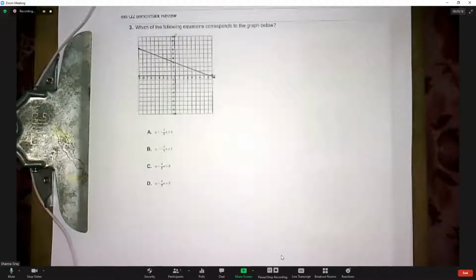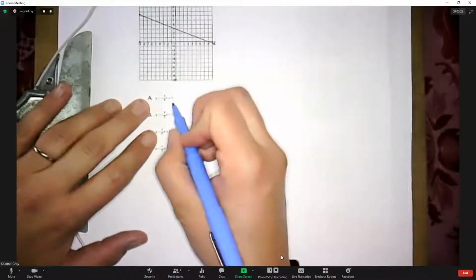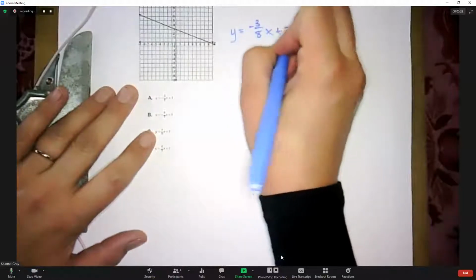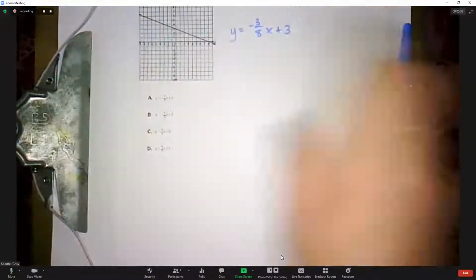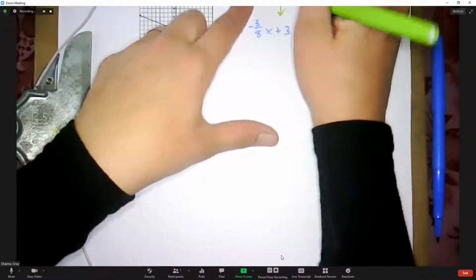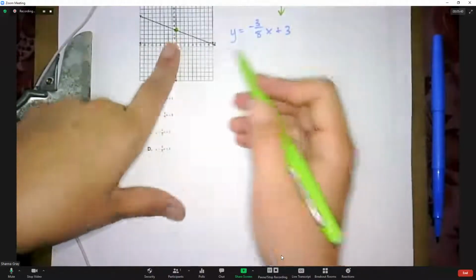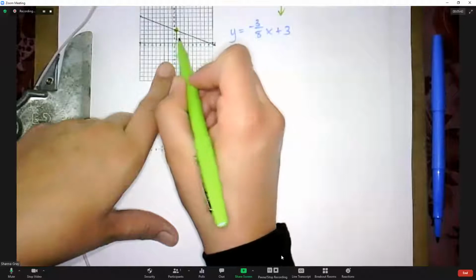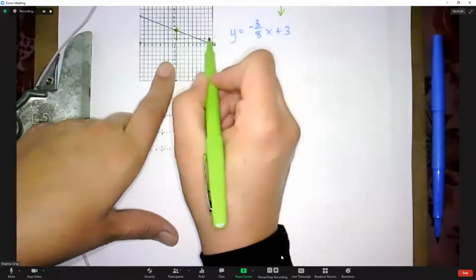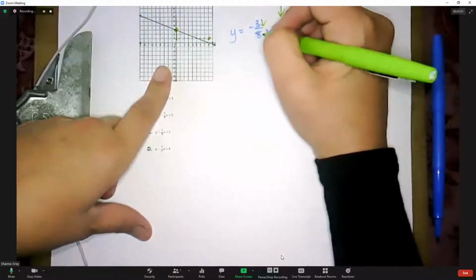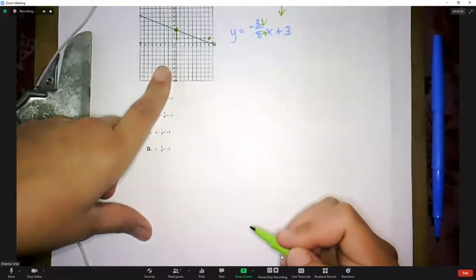All right, number 3, which of the following equations corresponds to the graph below? So realistically, if I'm going through and graphing these different things here, I have y equals negative 3/8 x plus 3. So this one starts at positive 3. So that part matches, right? And it says it goes down 3 over 8. So down 3 over 1, 2, 3, 4, 5, 6, 7, 8. So hopefully you can tell that is not, right? So this goes down 3 over 8 because of the slope.